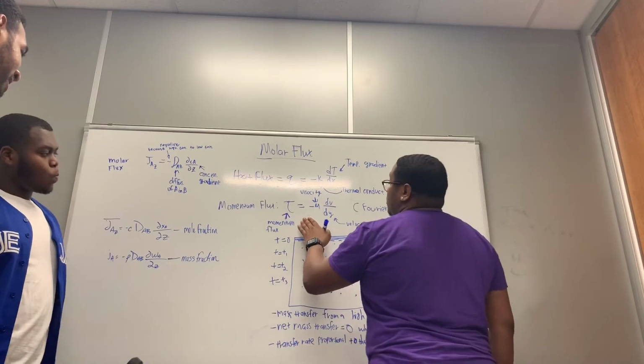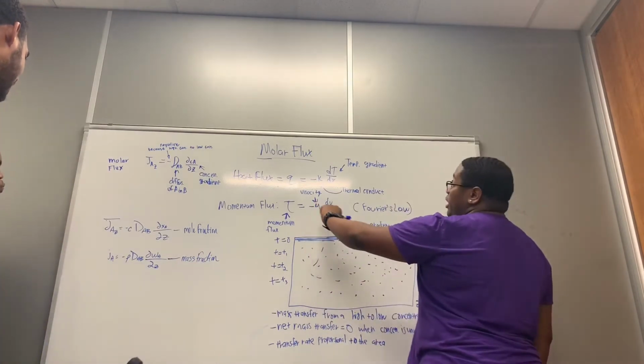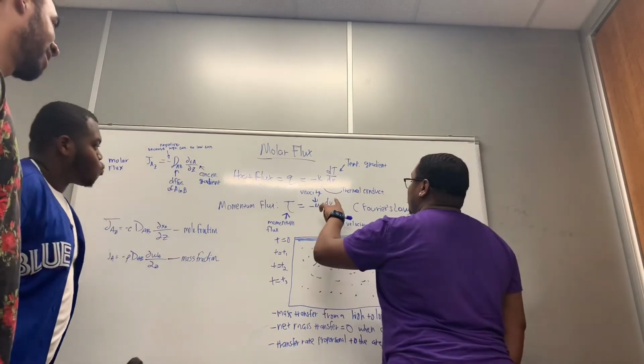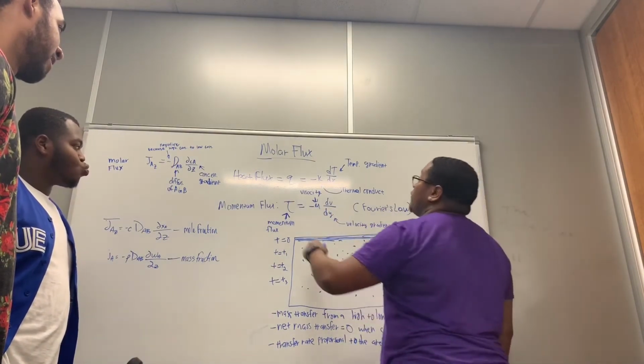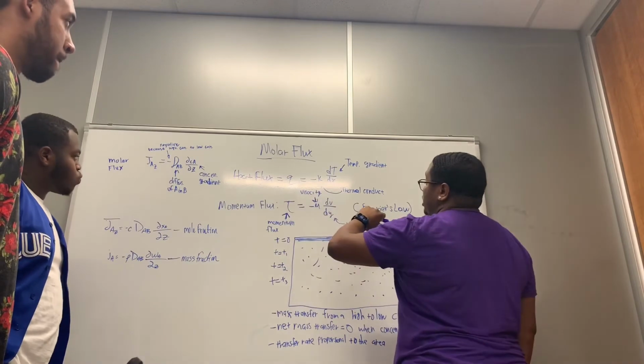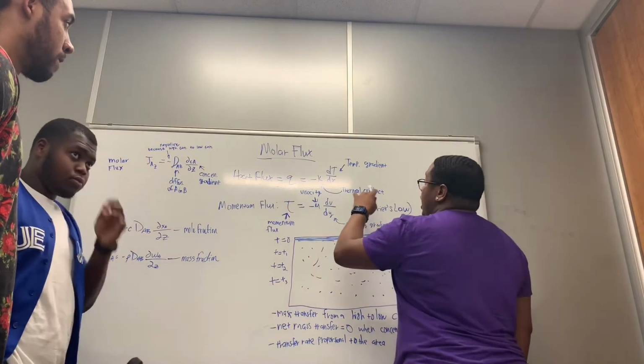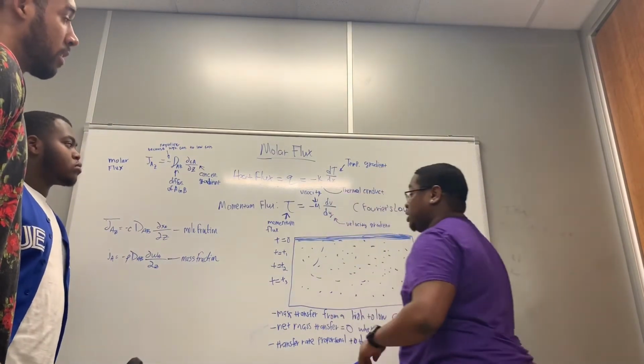So here we have the momentum flux, which is equal to the negative viscosity times dV over dy, which is the velocity gradient. And the heat flux equals the negative k, which is the thermal conductivity, times dT over dx, the temperature gradient.